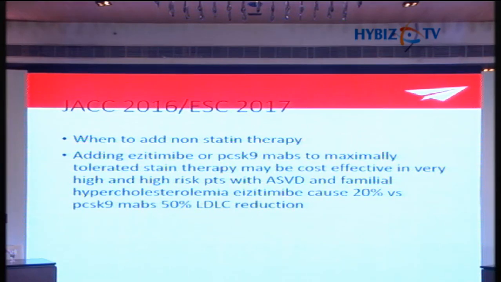PCSK9 inhibitors. These are proprotein convertase subtilisin/kexin type 9 inhibitors. When to add these drugs to non-statin therapy? The ACC 2016 and ESC 2017 guidelines mention that adding ezetimibe or PCSK9 monoclonal antibodies to maximally tolerated statin therapy may be cost-effective in very high and high-risk patients with ASCVD and familial hypercholesterolemia. Ezetimibe causes a further 20% reduction, whereas these monoclonal antibodies cause 50% reduction of LDL-C.